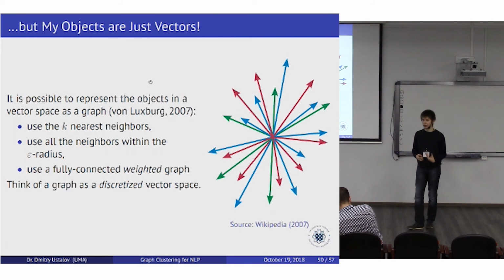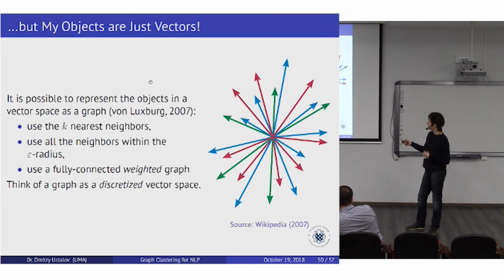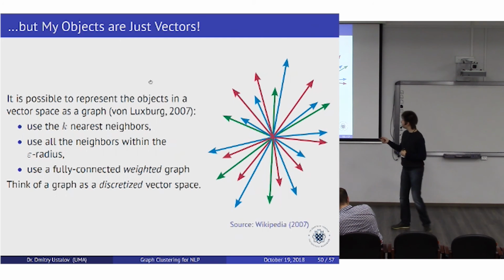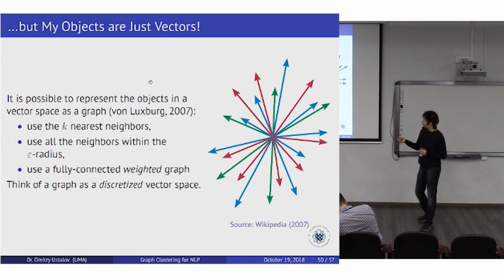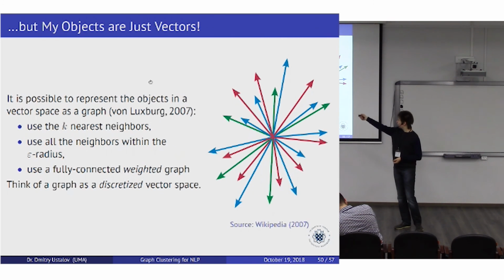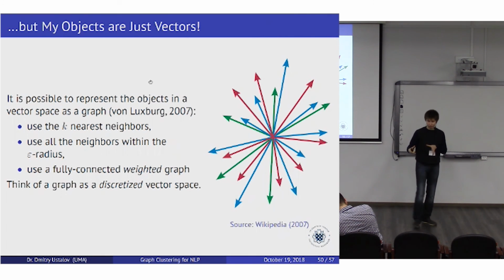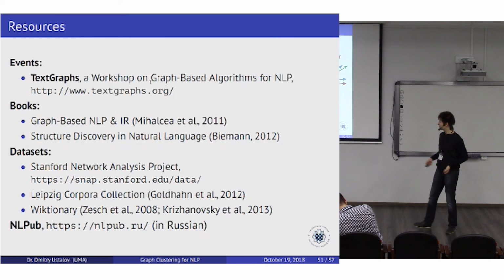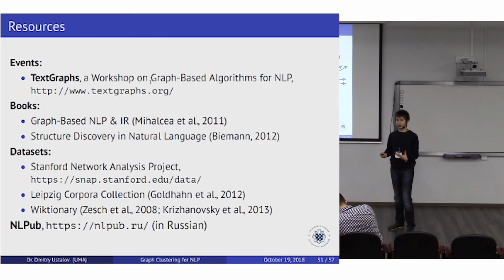In case you have only vectors, you can represent your vector space as a graph using 3 strategies. First, use k nearest neighbors of each vector. For instance, you can use Facebook's FAISS library. It's awesome. Second, you can use the epsilon radius of each vector. And third, if you're a crazy person, I haven't seen this in real life, but it's in a tutorial I've seen on spectral clustering, you can use a fully connected weighted graph. So everything's connected to everything, and you have weights. And think of a graph as a discretized vector space.